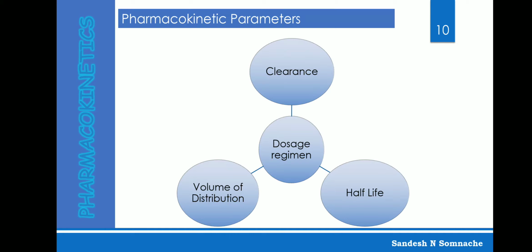Collectively we can say volume of distribution, clearance and half-life are used to design or tailor a dosage regimen.